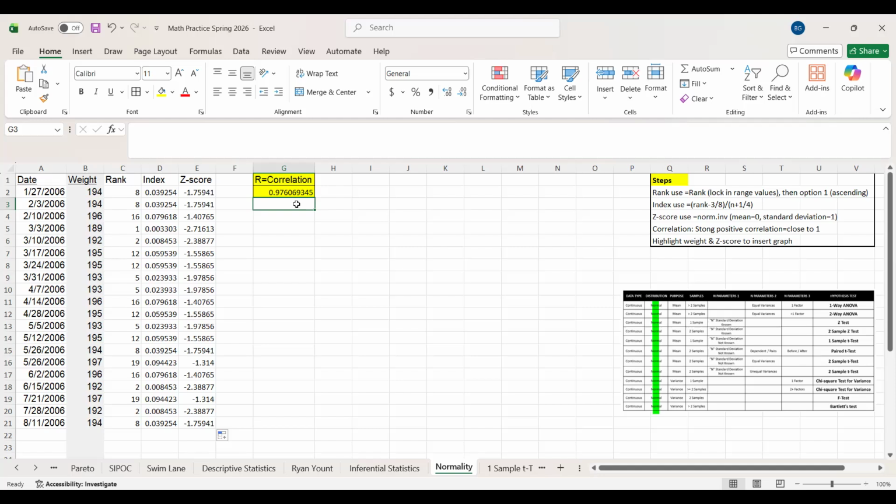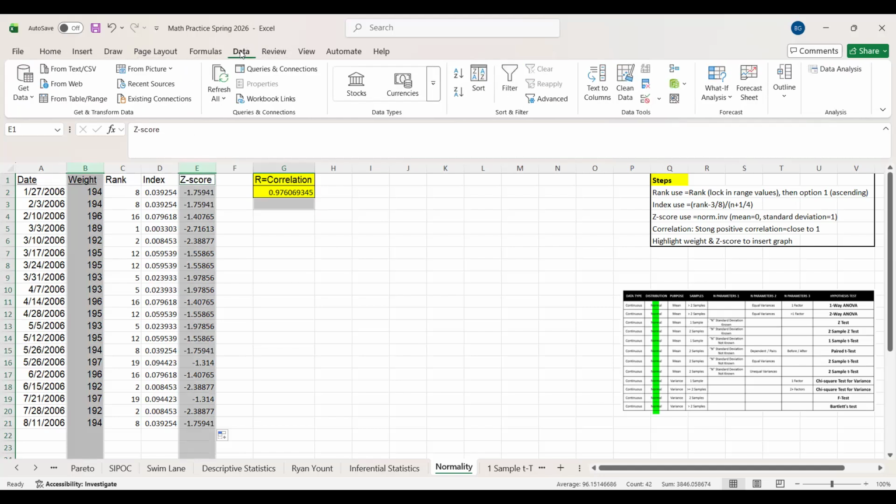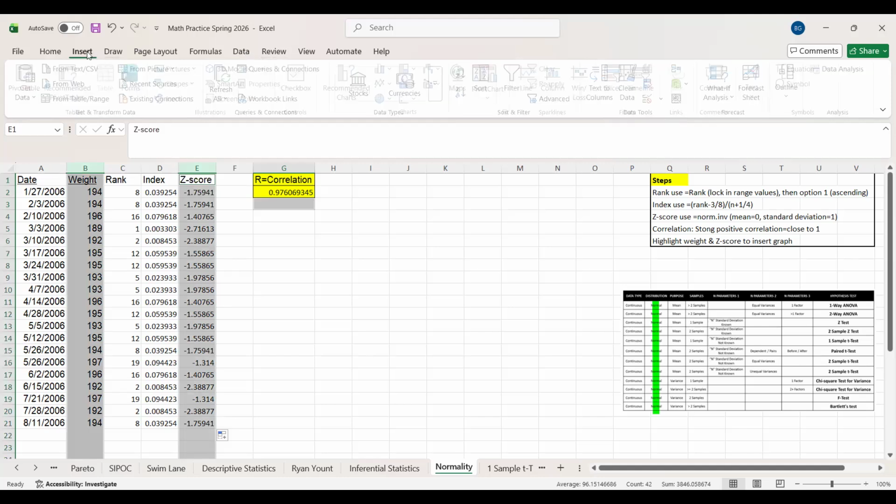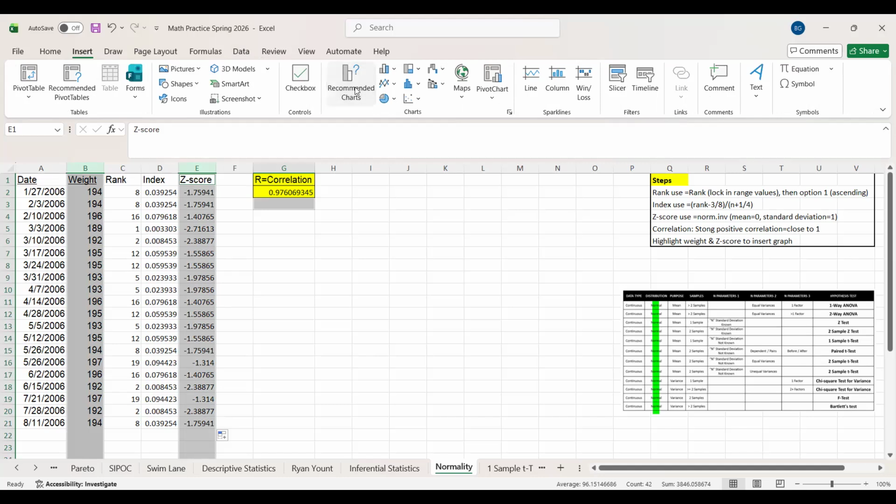All right, because then that means that my data is normal data, and I can use any of these hypothesis tests that I want. So what I'm going to do next is draw a graph: highlight weight, highlight z-score, go to insert, recommended charts.